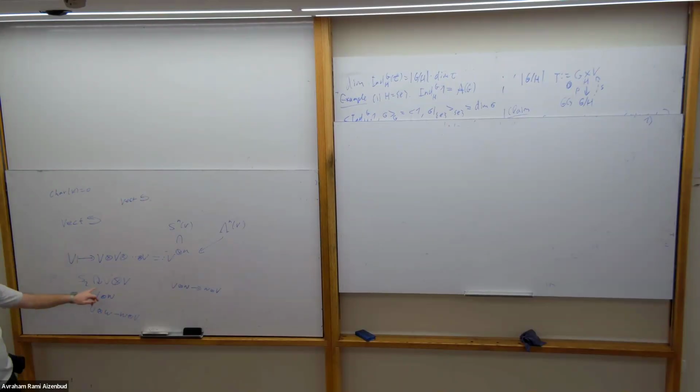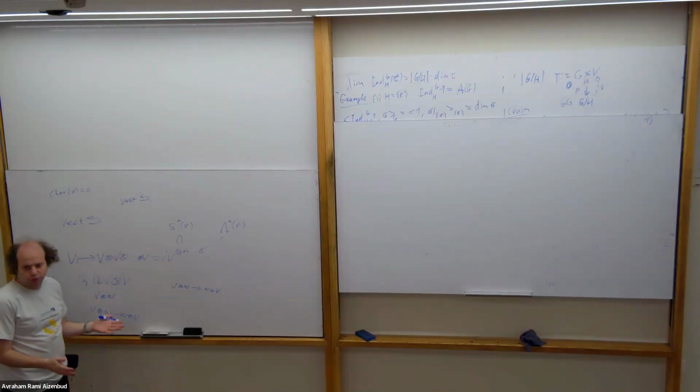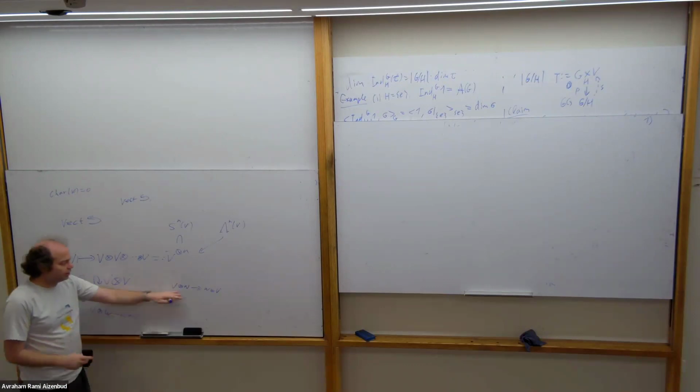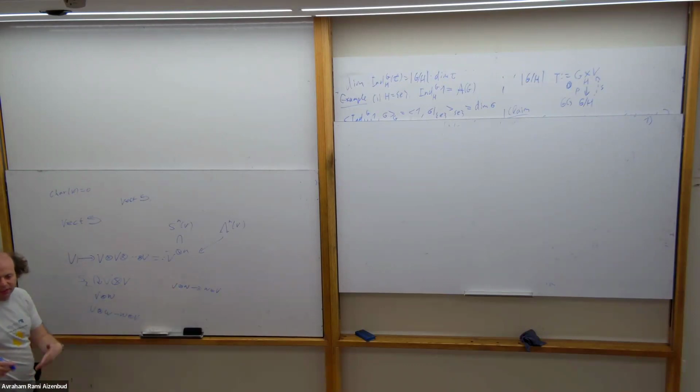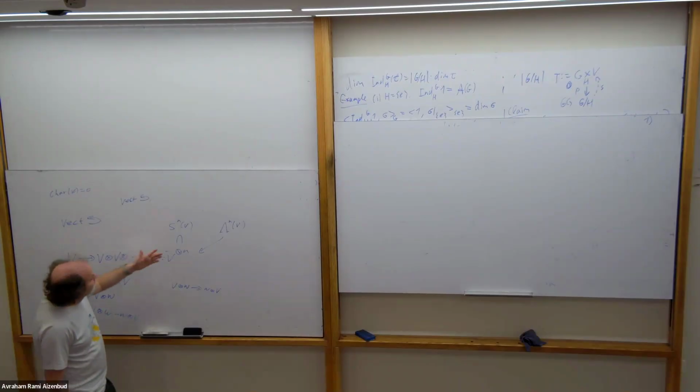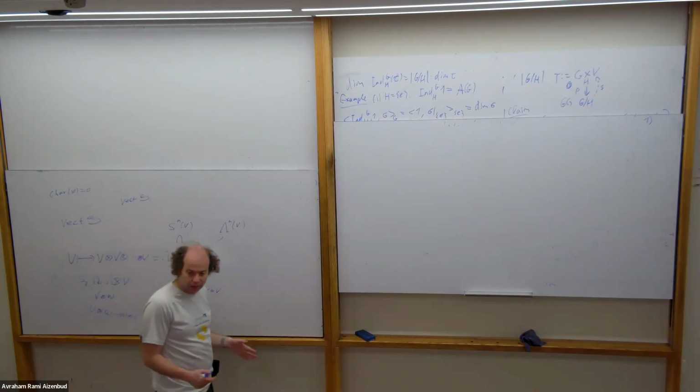Now if you have only two copies of V, then basically everything is either even or odd. Of course it's not true that a given V tensor W is either even or odd, but everything can be uniquely written as a combination of an even vector and an odd vector. And here it's not true. There is lots of other stuff.